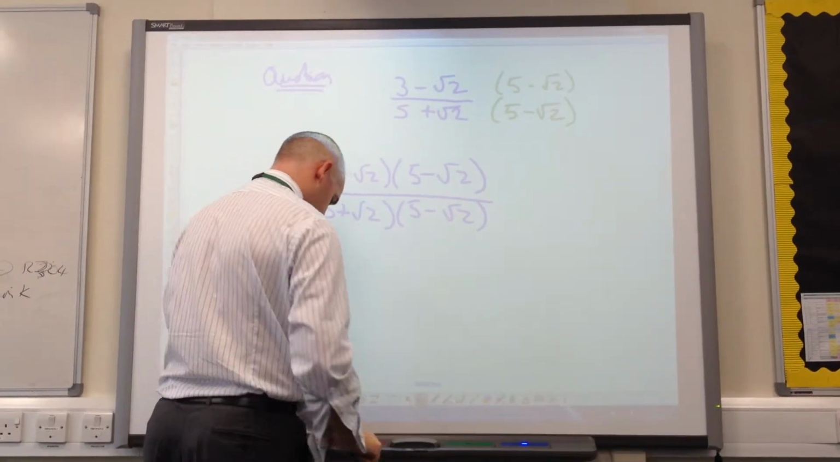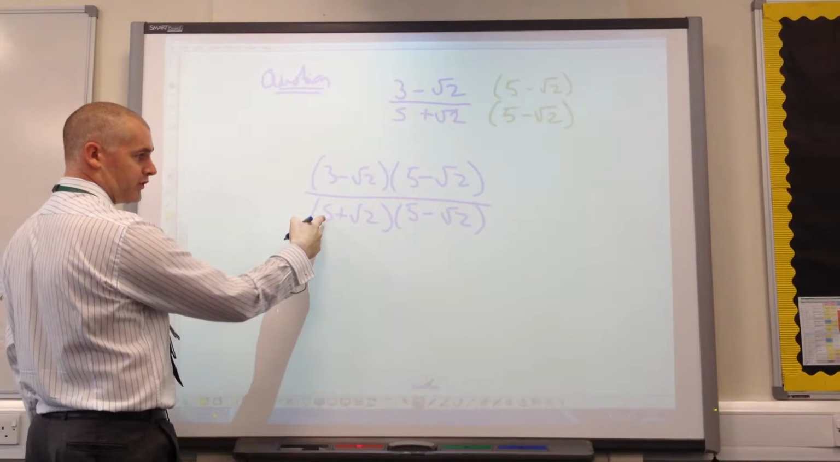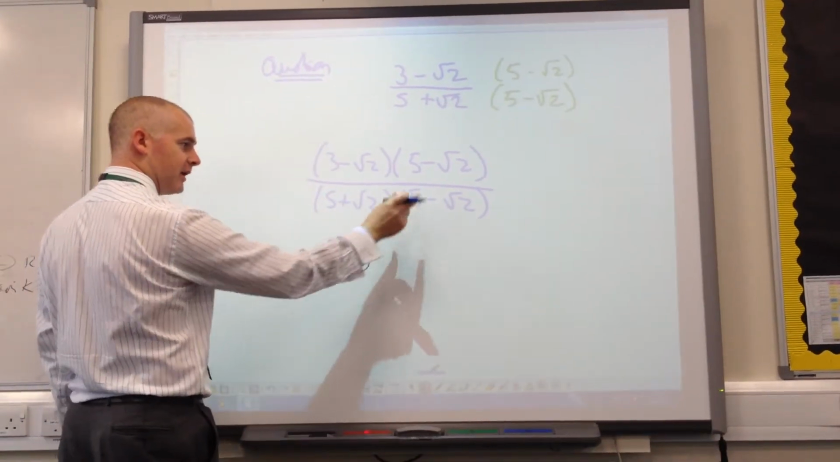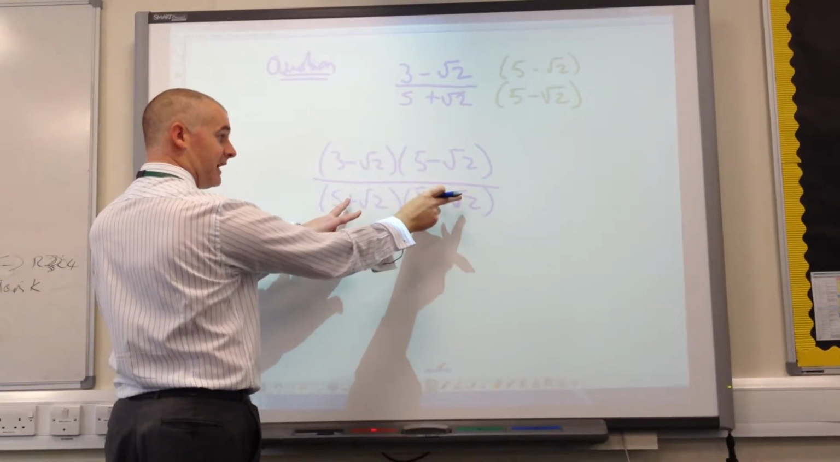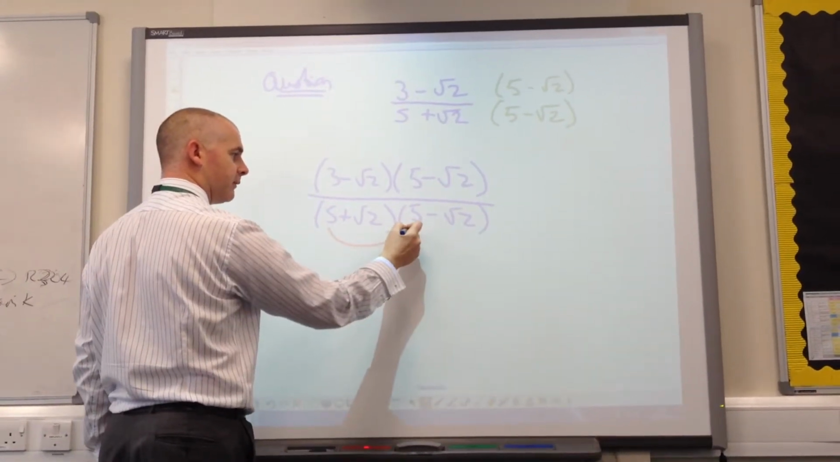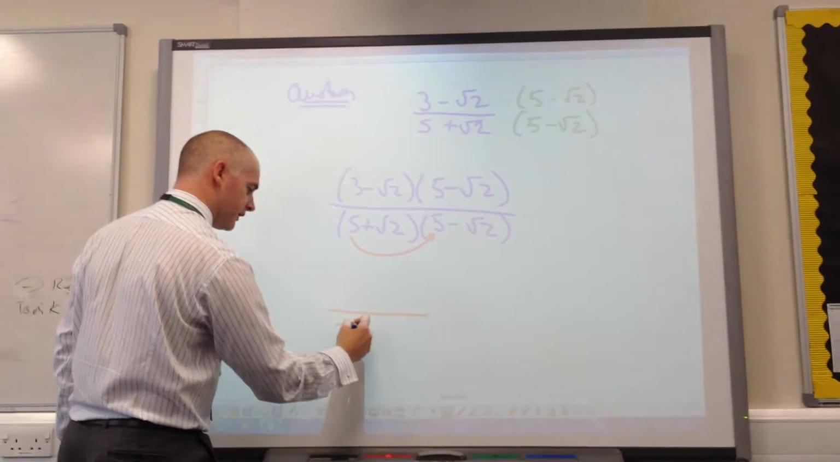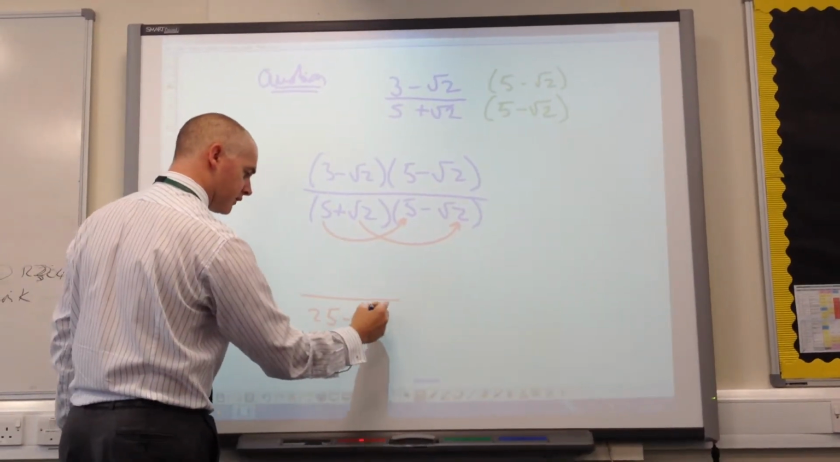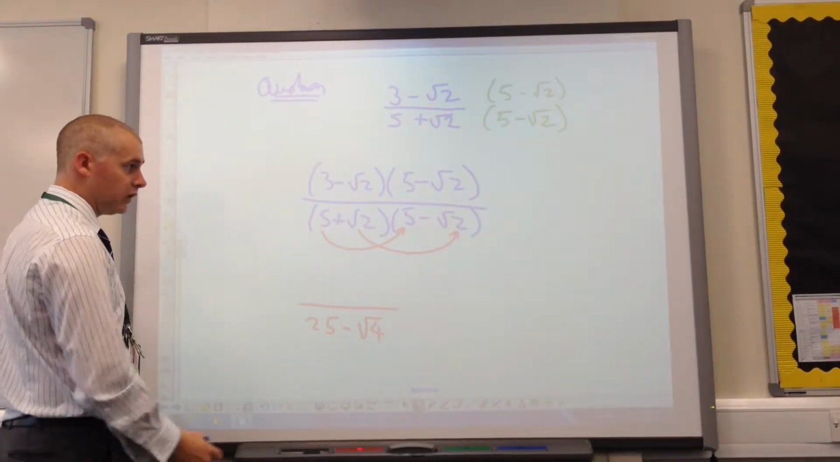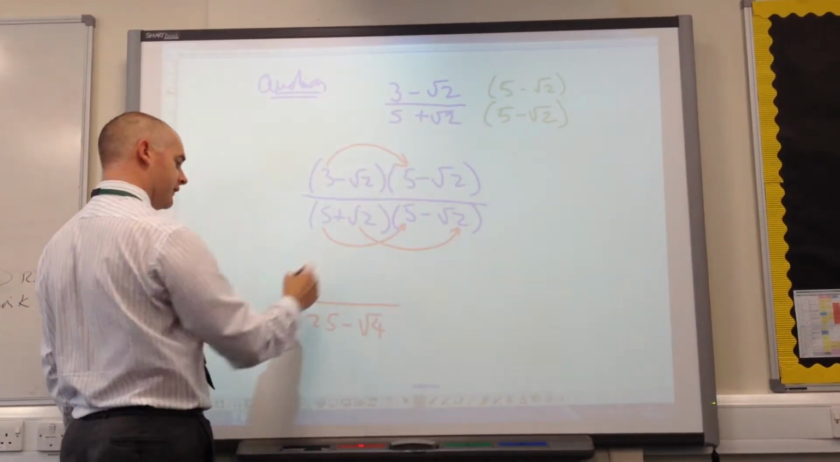When you multiply out, on the bottom, because you've got a plus root 2 and a minus root 2, the middle two terms will simplify and disappear. So you end up with 5 times 5, which is 25, and root 2 times minus root 2, which is minus root 4. On the top, 3 times 5 is 15.